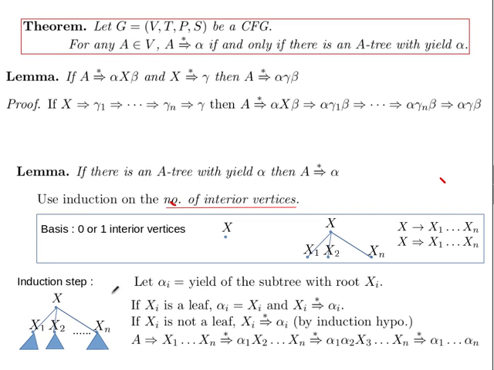And then in the induction step, you have further levels, so you have subtrees here. Some of these subtrees can consist of just a single node, say xi, or they can have something below them. If xi is a leaf, then alpha i is the yield of the subtree rooted at xi. So the yield is just this thing. If there is nothing below, then by definition of yield, this is true.